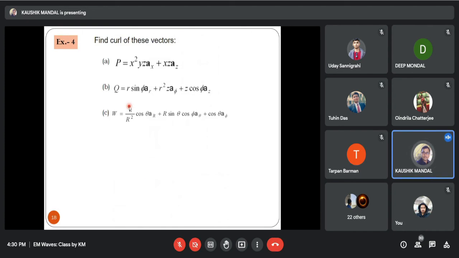Same set of equations are for three vectors P, Q, and W. Now you have to find out the curl for these three vectors. So obviously for the first one you have to choose the Cartesian equations. For the second one you have to choose the cylindrical equation, and for the last one you have to use the spherical equations.